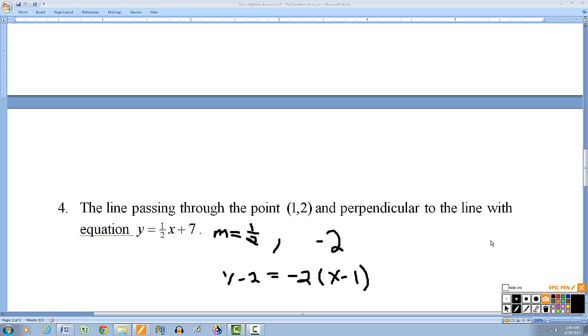Now, if the instructor wants it in slope intercept form, that is solved for y, then you just solve for y. So multiply through by -2 there, you get -2x. -2 times a -1 is a +2. Bring this -2 over, that's a 2, and a 2 is +4. So that's another way to write the answer. So either in this format, y minus 2 equals -2 parentheses x minus 1, or y equal to -2x plus 4. Both of those answers are correct.